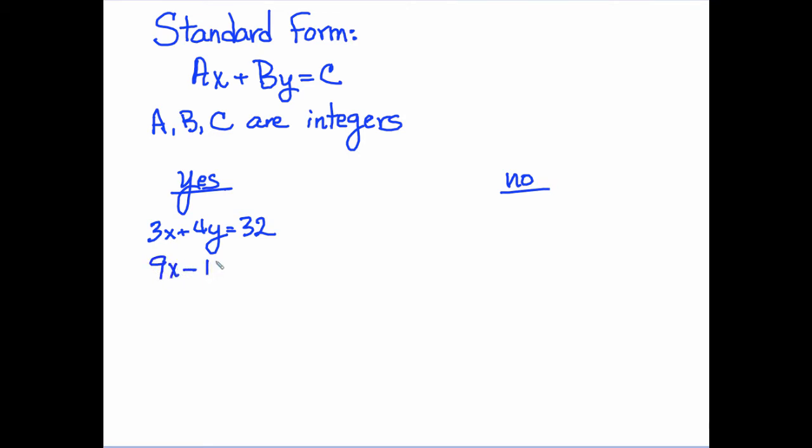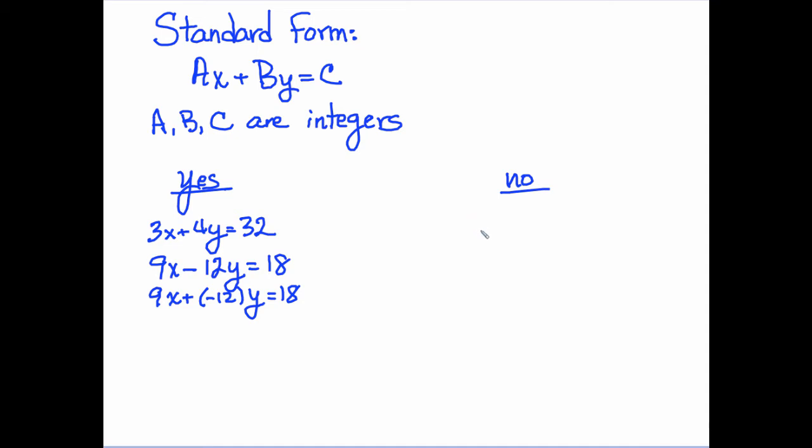9x minus 12y equals 18 is also in standard form, even though this is a negative. That's because if we need to, we can write it as 9x plus negative 12y equals 18. So we'll say that these two are the same equation and both of them are standard form.